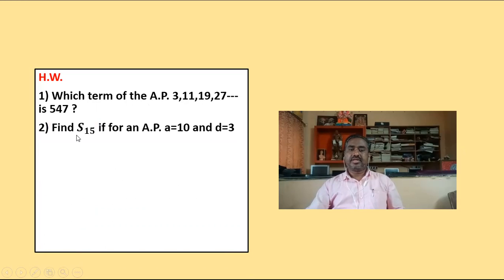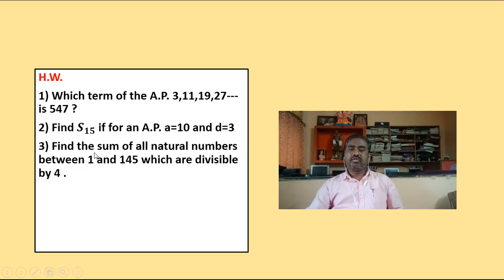Second problem for homework. Find S15 if for an arithmetic progression a is equal to 10 and d is equal to 3. Third problem, find the sum of all natural numbers between 1 and 145 which are divisible by 4.